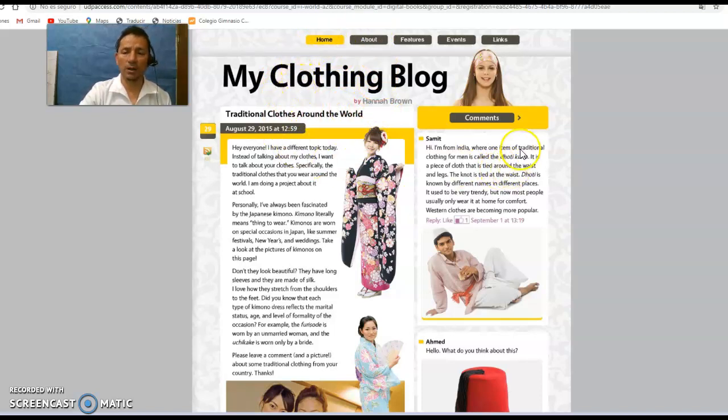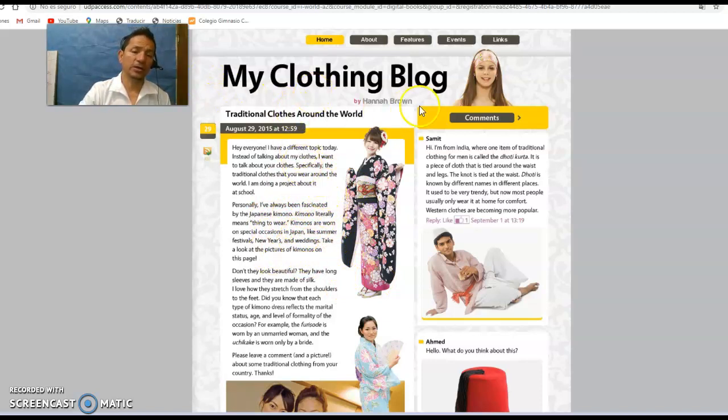So individually, you're going to have your pen or pencil, and you're going to circle the words that you don't understand. For example, I don't understand everyone, so I circle everyone. I don't understand cloth, so I circle it. Individually, you're going to select the words that you don't understand, just by giving them a circle.